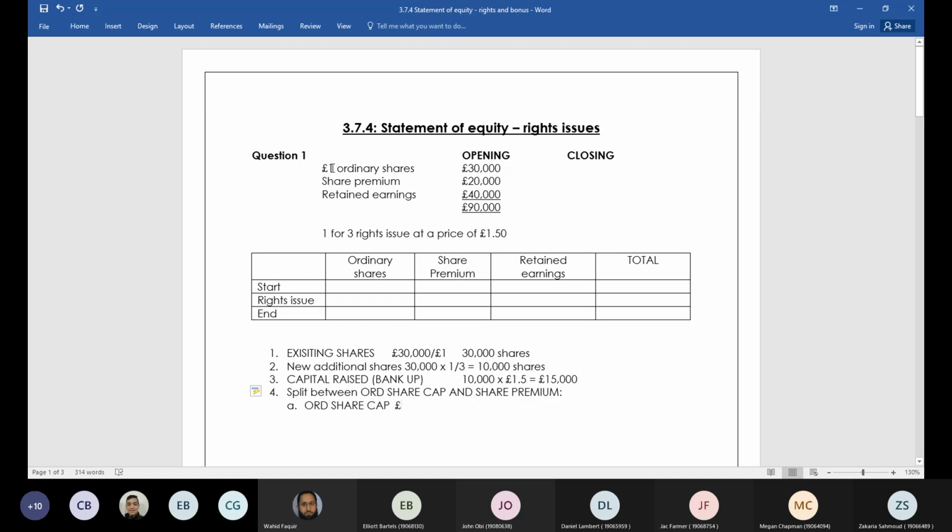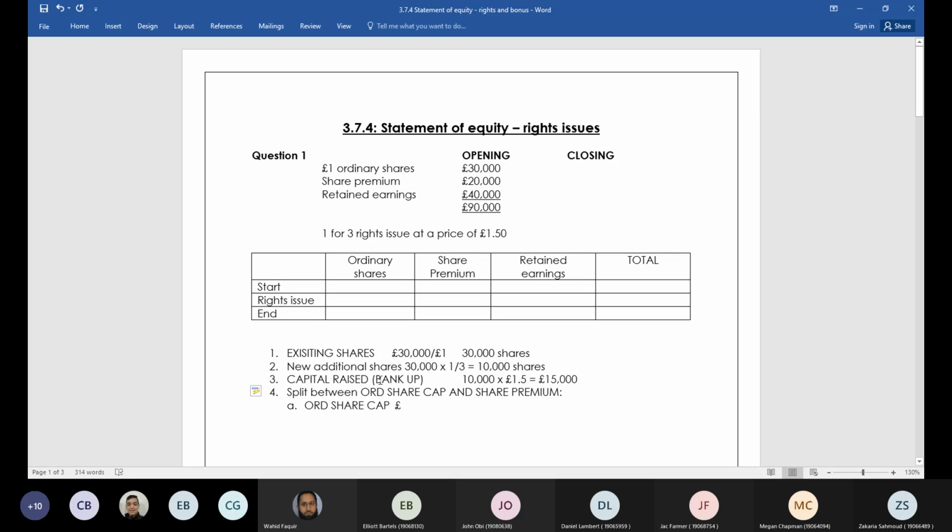Now this is easy in this case. You wouldn't really need to do the calculation. They're £1 shares. They've raised £30,000, so they must have issued or sold or floated 30,000 shares. Okay, that's our first figure. Now with that figure, that allows us to work out the additional shares. The ratio given is 1:3, so it's the existing number of shares times by the ratio. 10,000 additional shares have been issued. That's the rights issue, 10,000 shares.